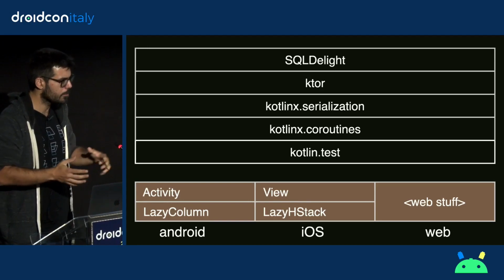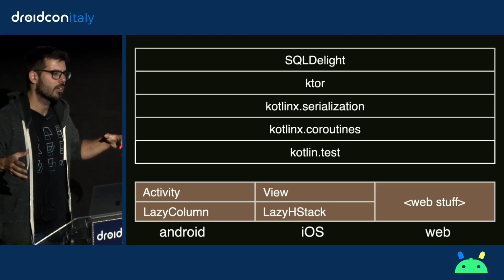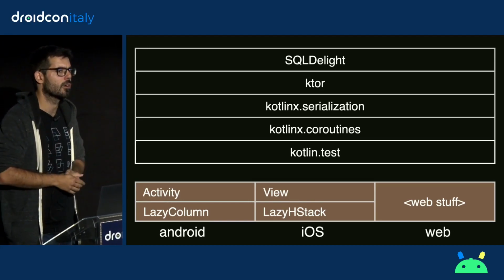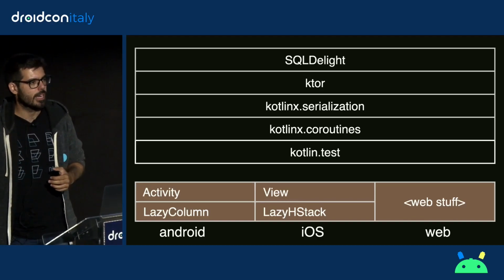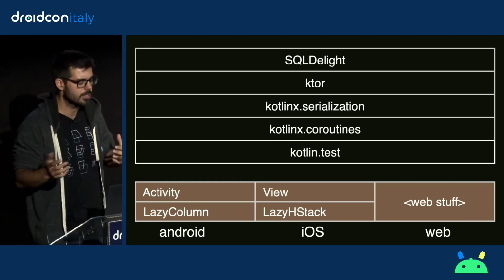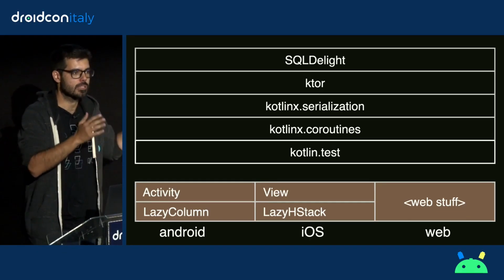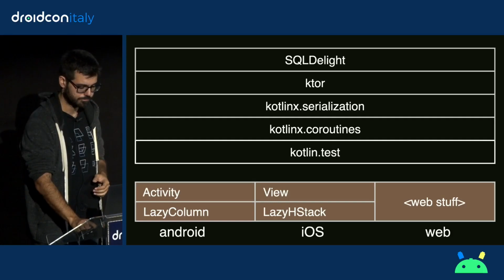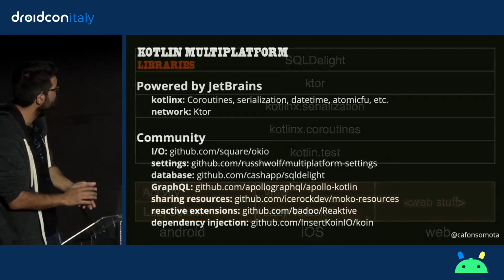Also, when different people write different things on different platforms, they usually write things differently. So sometimes someone decides to implement a cache mechanism and you don't have it on other platforms, so your users are going to have a different experience. This way, you guarantee that you have the same experience on all platforms. And then the UI can be developed natively.